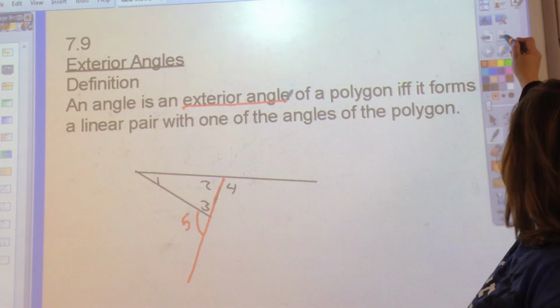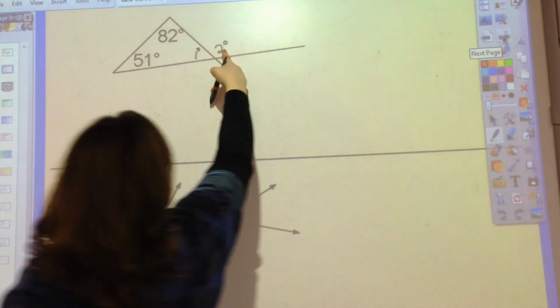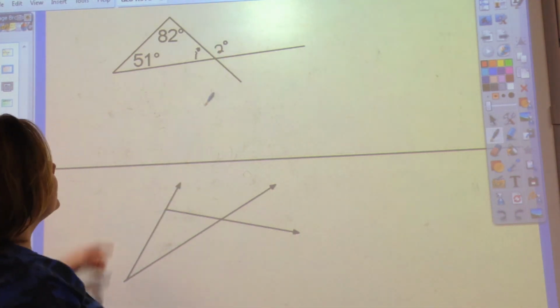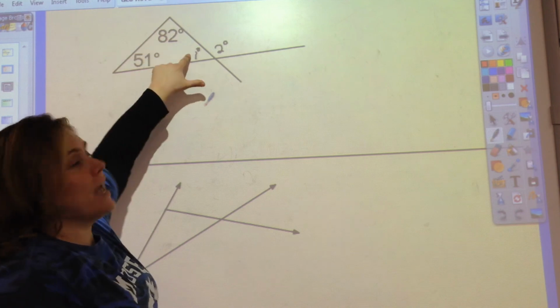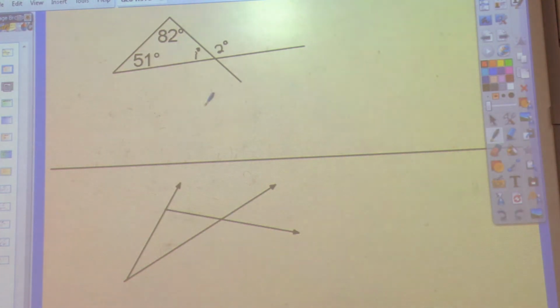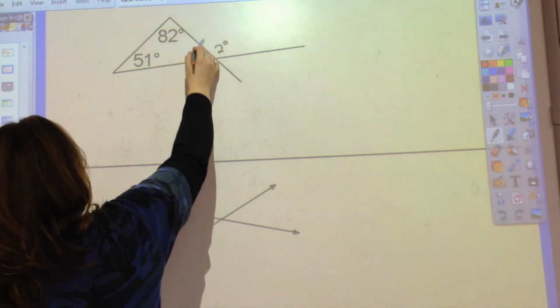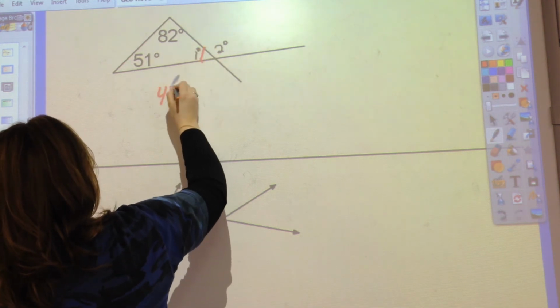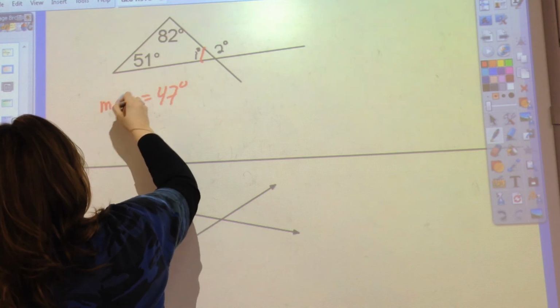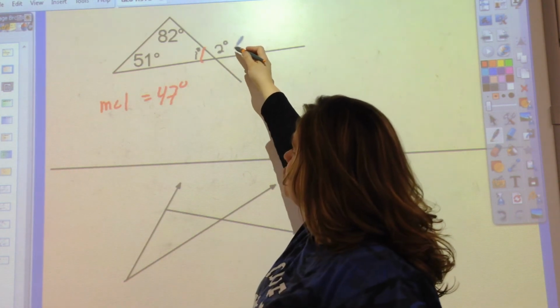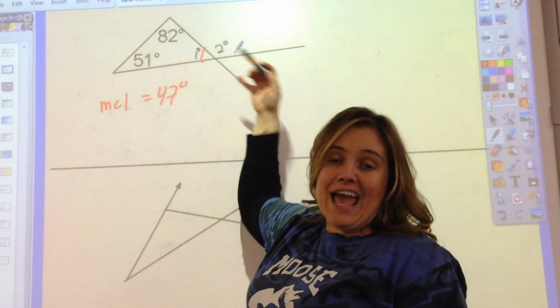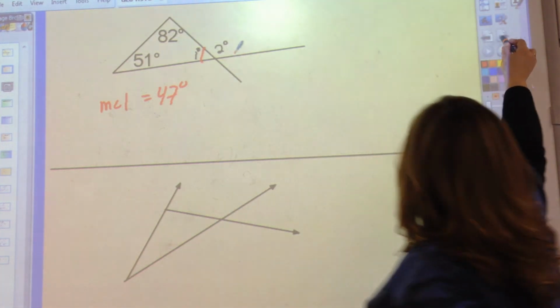new angle. For example, right here I have exterior angle number 2, and I could find that because these 3 angles right here have to add to 180. Do you agree? So I'm going to take 180 and subtract 82 and 51, and I end up with an angle of 47 for angle 1. So to find the measure of angle 2, we're going to need a theorem or inequality for that, and I will give that to you next.